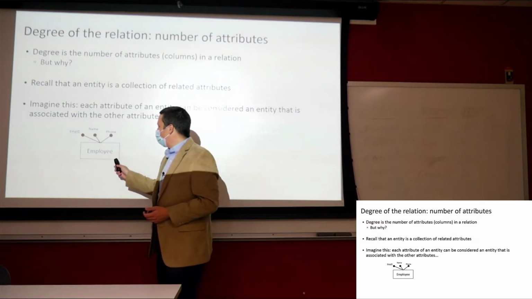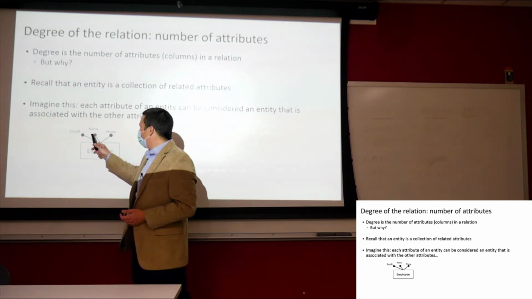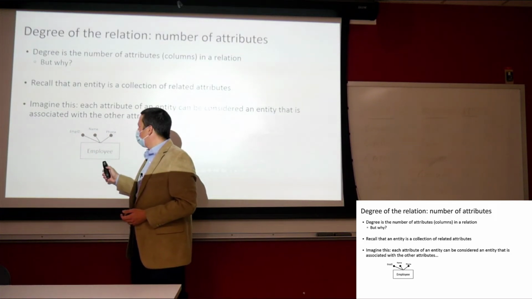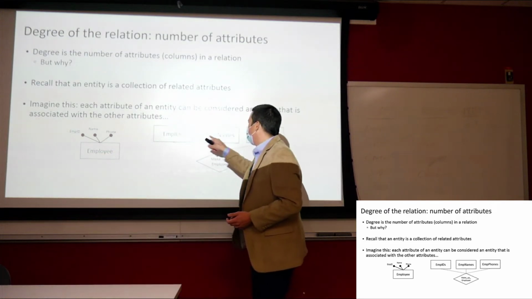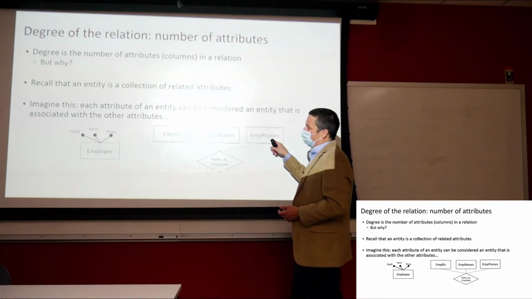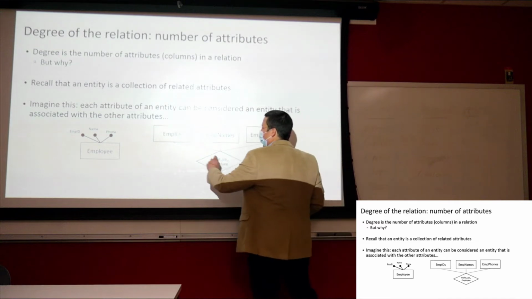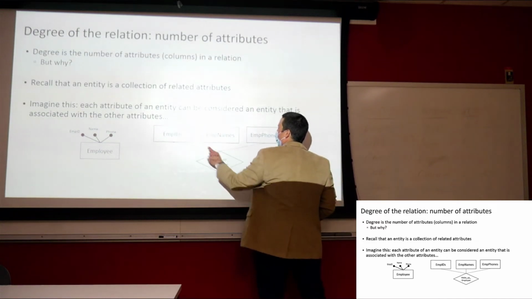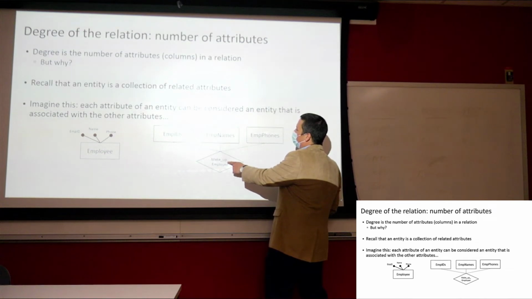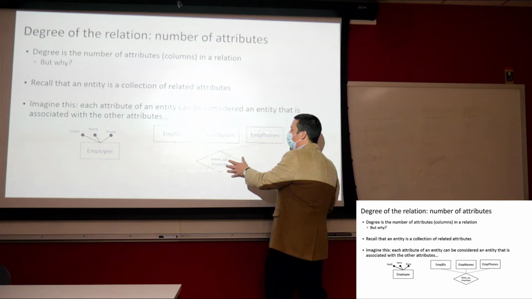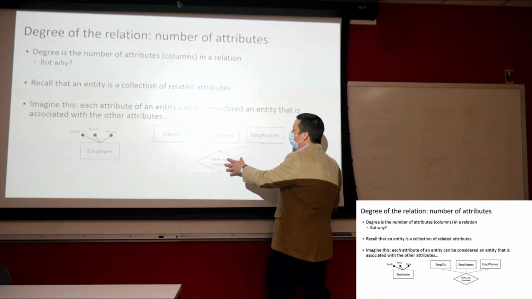So instead of employee being employee ID, name, and phone, these 3 attributes coming together, what if each one of these attributes was stored in its own entity, and then we just had a relationship between employee IDs, employee names, and employee phone numbers. Now, this is a crazy way to model this. We could do this. This would be very inefficient.